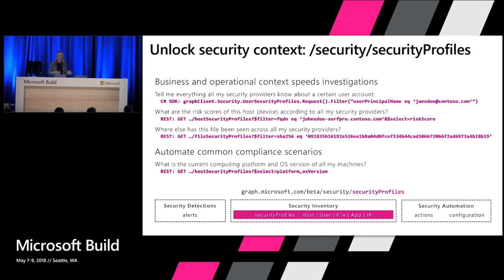So you can also query security providers to get context that security providers have about that inventory item. So for example, you can query security providers for maybe a risk score associated with a particular user. That's part of the security profile.